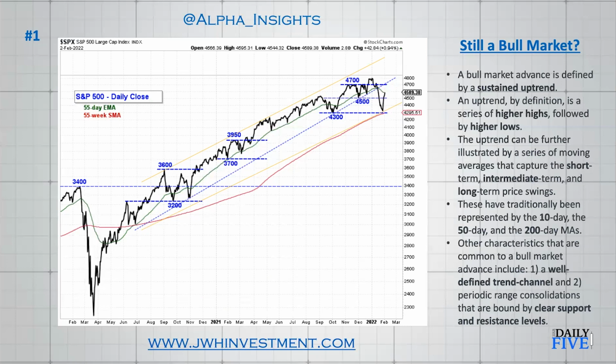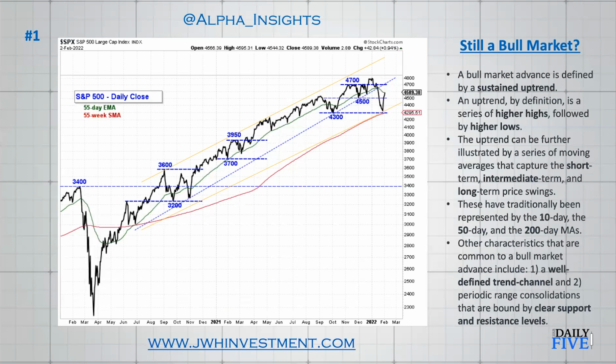Now, another part of the definition of an uptrend is this sense of a series of higher highs followed by higher lows. And so far, we continue to have that. On a shorter term basis, we've certainly taken out the short-term lows, but we continue to hold above the intermediate to longer term lows that have been put in place.